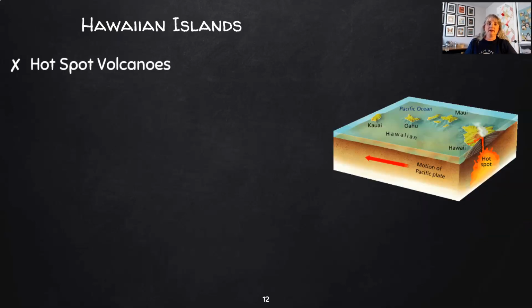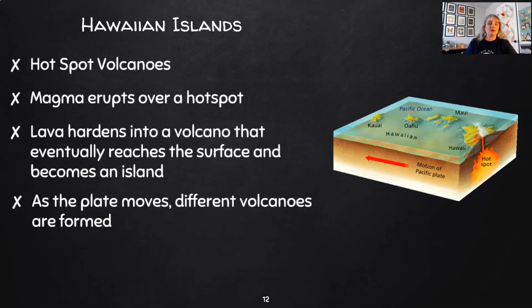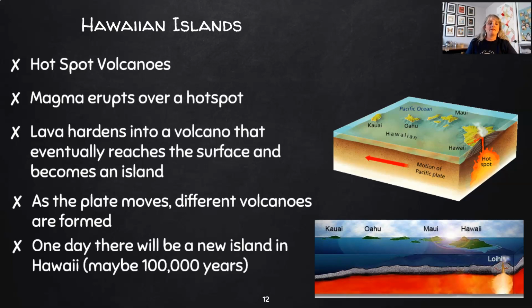Okay, the Hawaiian Islands are hotspot volcanoes. So we've got magma erupting over a hotspot, and that lava can harden in the ocean, and eventually it will break the surface of the water and become an island. And as the plates move, different islands are formed. So we actually have a brand new Hawaiian island that is going to be formed next to Hawaii in maybe like 100,000 years that will break the surface. So it is being formed right now, but it hasn't broken the surface. So as the plate moves, we've got new islands being formed.